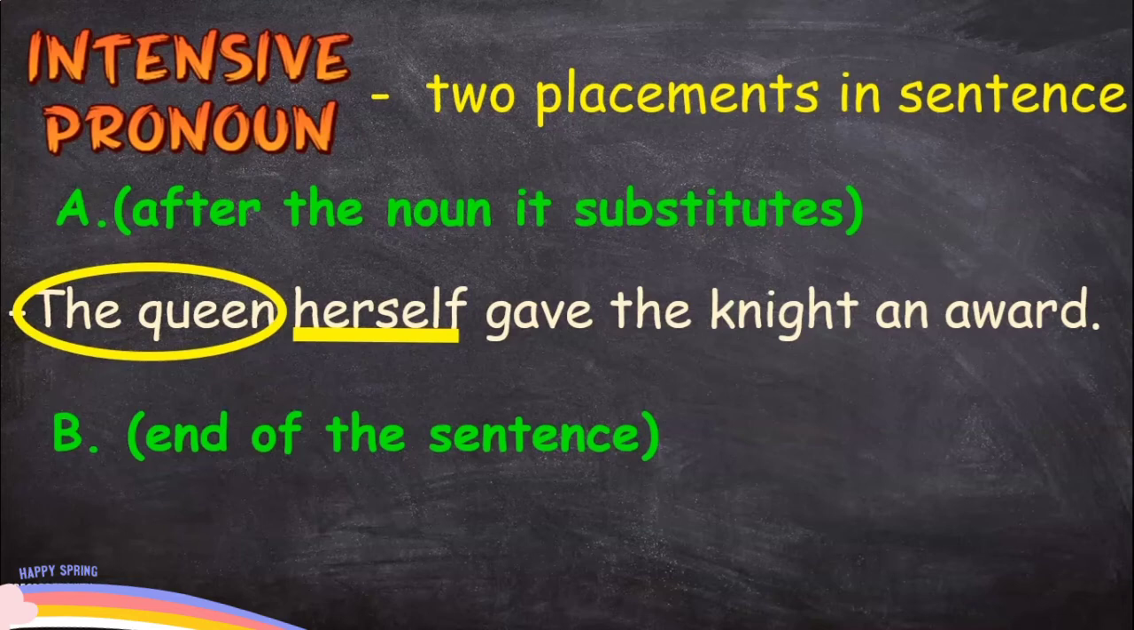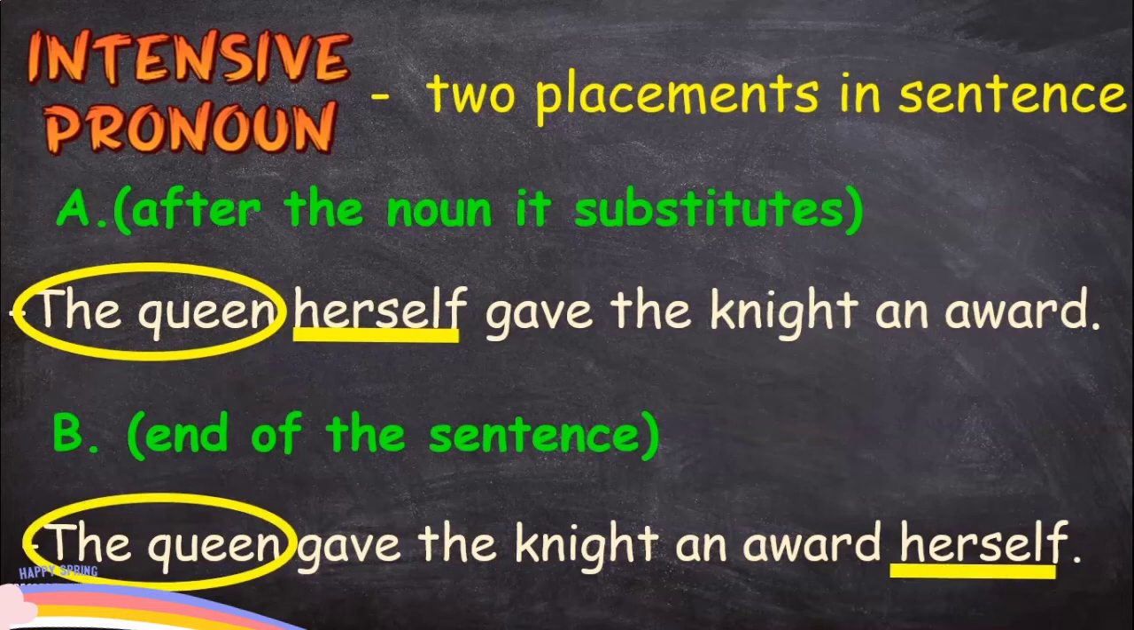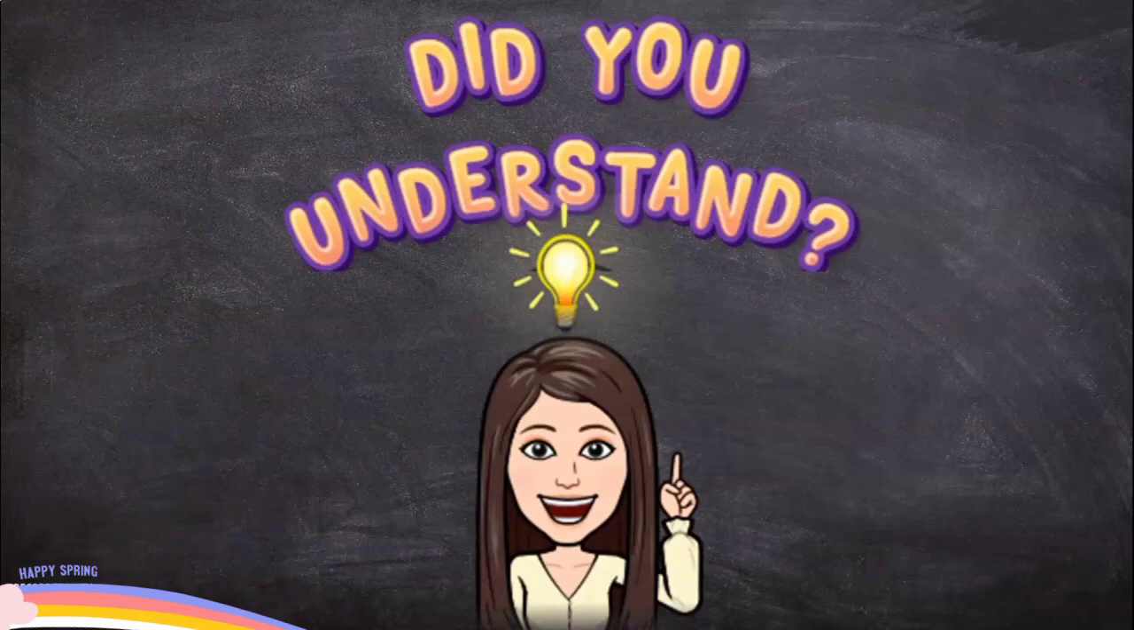Another placement could be the queen gave the knight an award herself. An intensive pronoun can also be placed at the end part of your sentence. Still, it functions to give emphasis. So these are the two ways on how you place an intensive pronoun in a sentence. Do you now understand the concept of intensive pronouns?